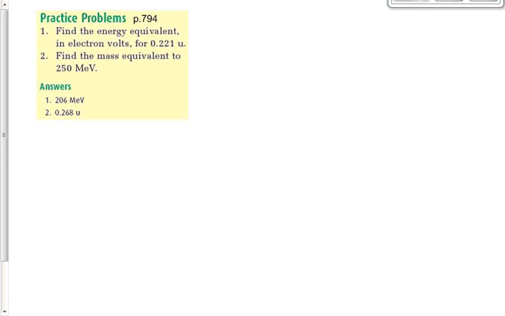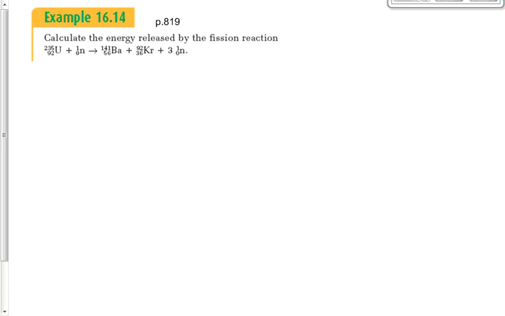Let's take a look. We're going to skip an example here and take a look at the example on page 819. We're going straight to the good one. The first one is too easy for you guys. You guys are too smart for the first one that I had up on the board. So let's go straight to this one. Calculate the energy released by this fission reaction. The energy released by this fission reaction.